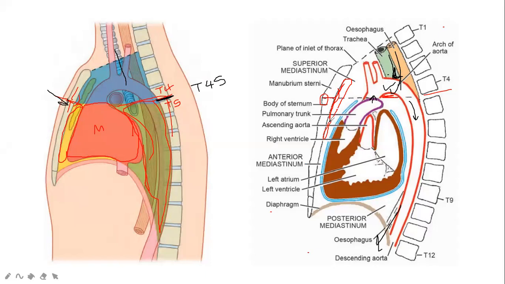In the anterior mediastinum, we find the lower part of the thymus. Then in the mid mediastinum, we find the heart, with the pericardium: the fibrous pericardium outside, then the parietal layer, and then the visceral layer. In between them there is fluid. So, ladies and gentlemen, that was the revision.